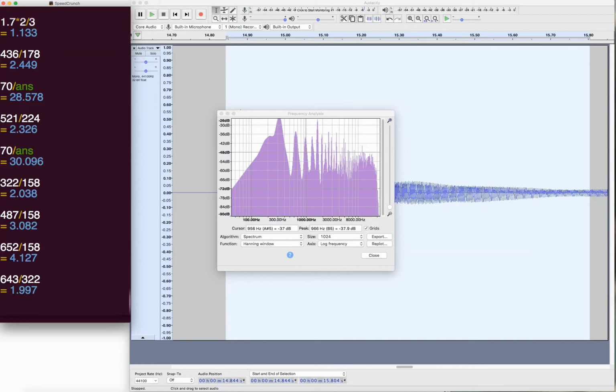Let's take a look at this next one, 966. Well, 966 divided by the fundamental, 322, whoa, it's exactly 3.000. So there's no question, this is the third harmonic. Let's take a look at the next one. The next one is at 1282, okay?